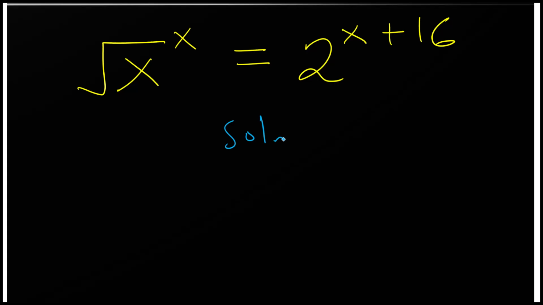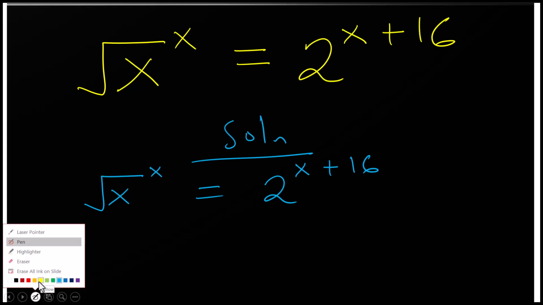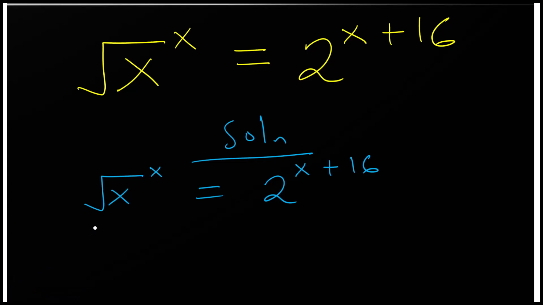Solution. So we have square root of x raised to x equals 2 raised to x plus 16. Okay, first of all, let's understand that square root of something is the same as that thing raised to power half. So we can say x to the power half times x equals 2 raised to x plus 16.